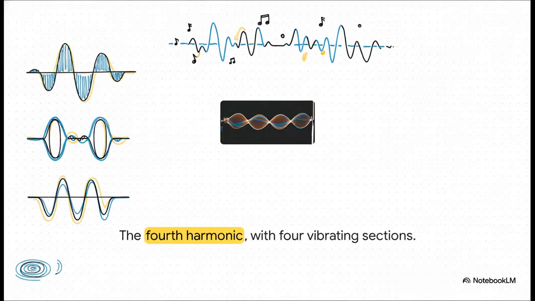And here we go again. This is the fourth harmonic, now with four vibrating sections. Each one of these patterns is a unique, stable mode for the string. And here's the big takeaway. Each one happens at a very specific, predictable frequency. This right here is the fundamental physics that allows a guitar string to produce clear, distinct musical notes.